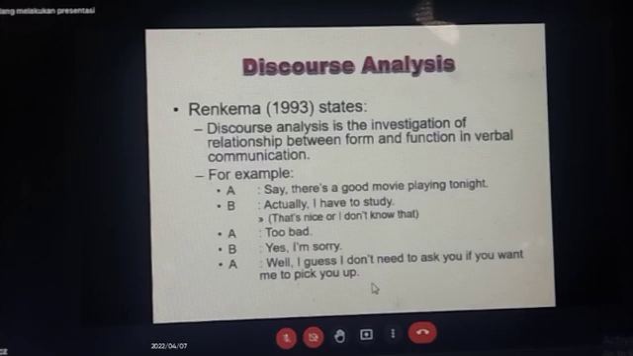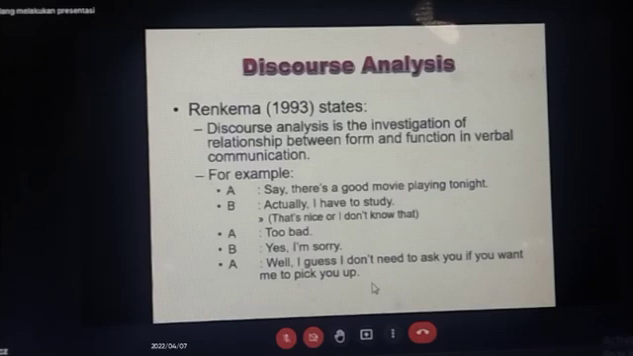But it is not only about the information. B sees that A invited her, so that's why she refuses, because she has to study. Something that is not stated here, not said here, becomes part of the communication. So this is about pragmatics. And when you try to analyze that, it is discourse analysis.